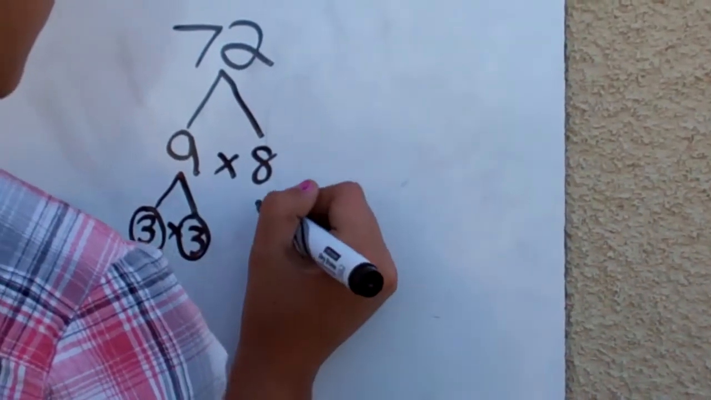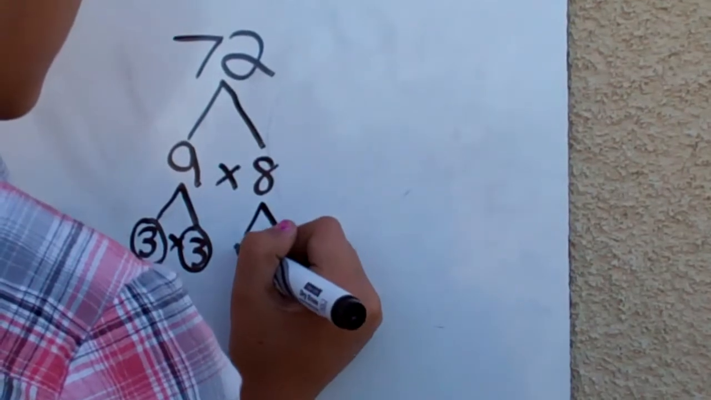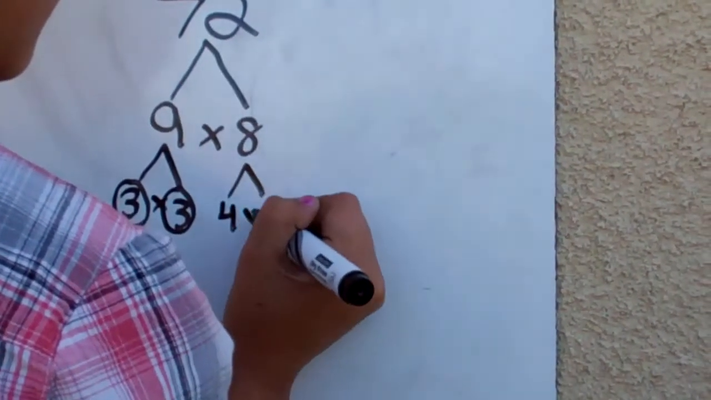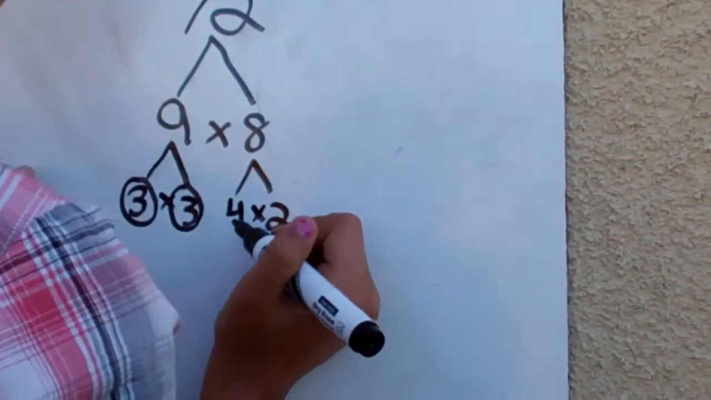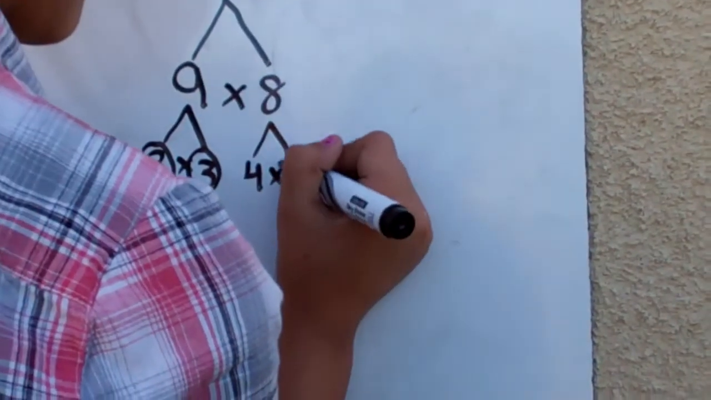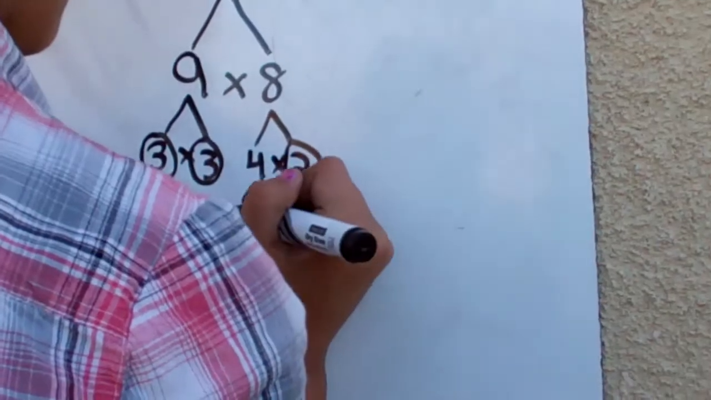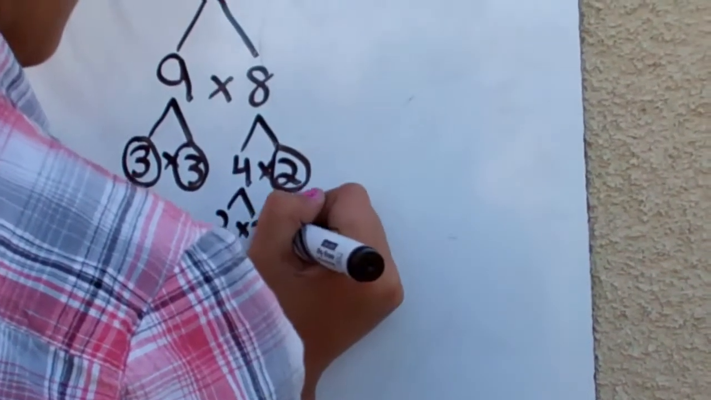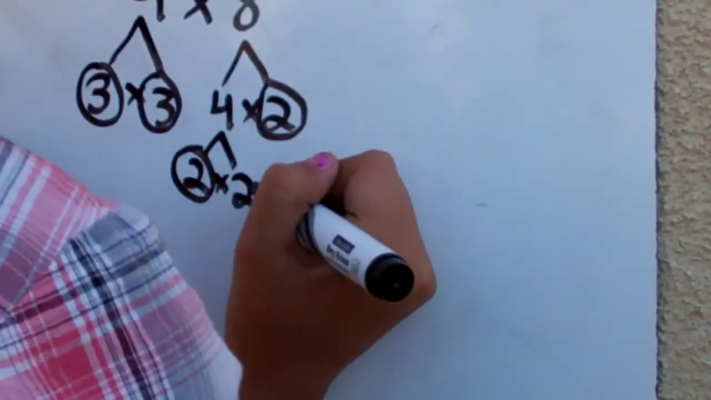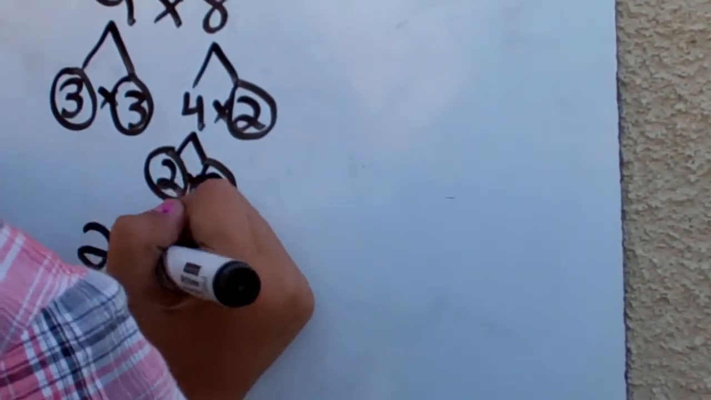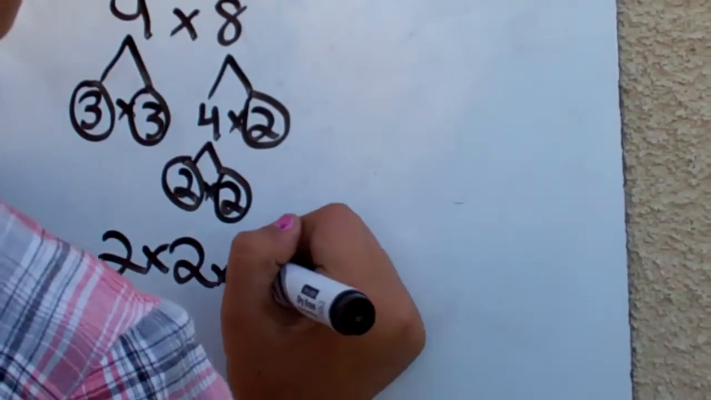Then you go to the next factor, which is 8. You put 4 times 2, and you check if any of them are prime numbers. The 2 is, but the 4 isn't, so you put a branch under the 4, and you put 2 times 2. Now you circle all the prime numbers, and you list them. The answer is 2 times 2 times 2 times 3 times 3.